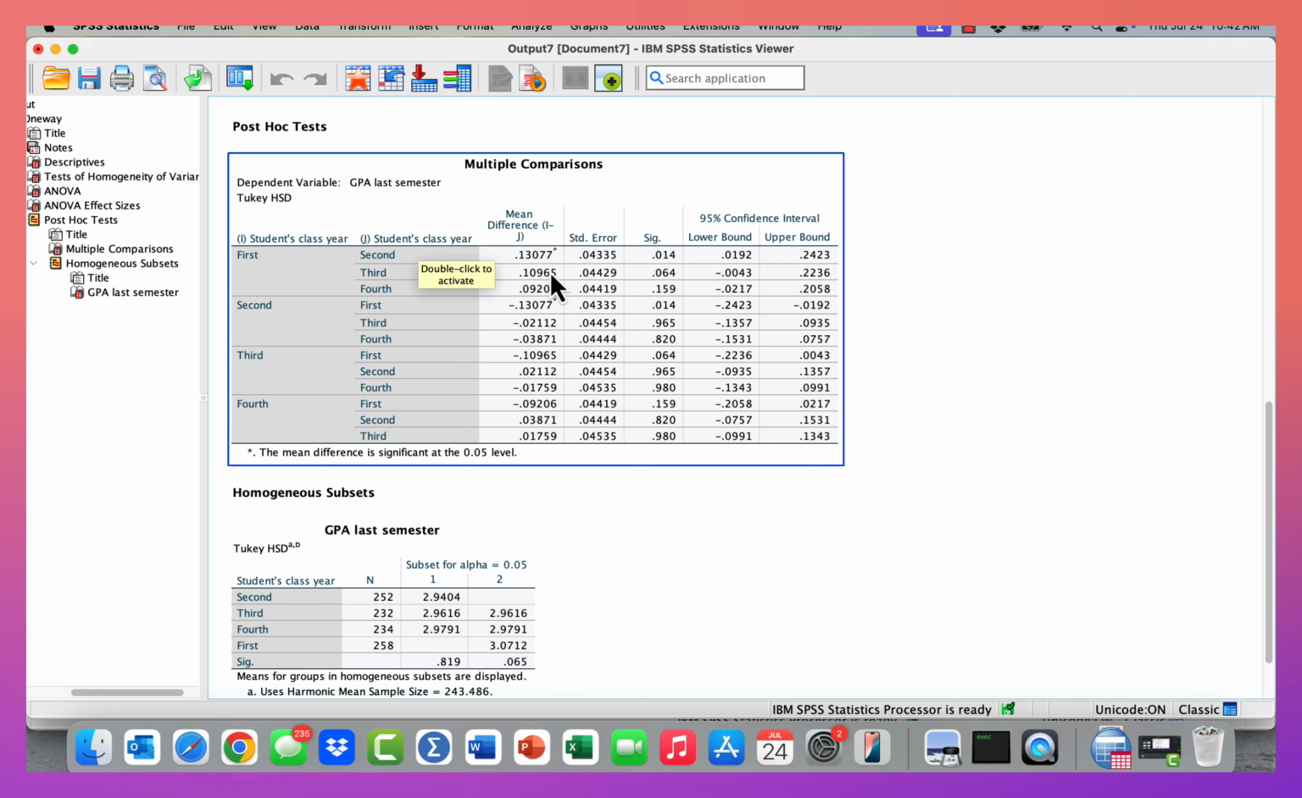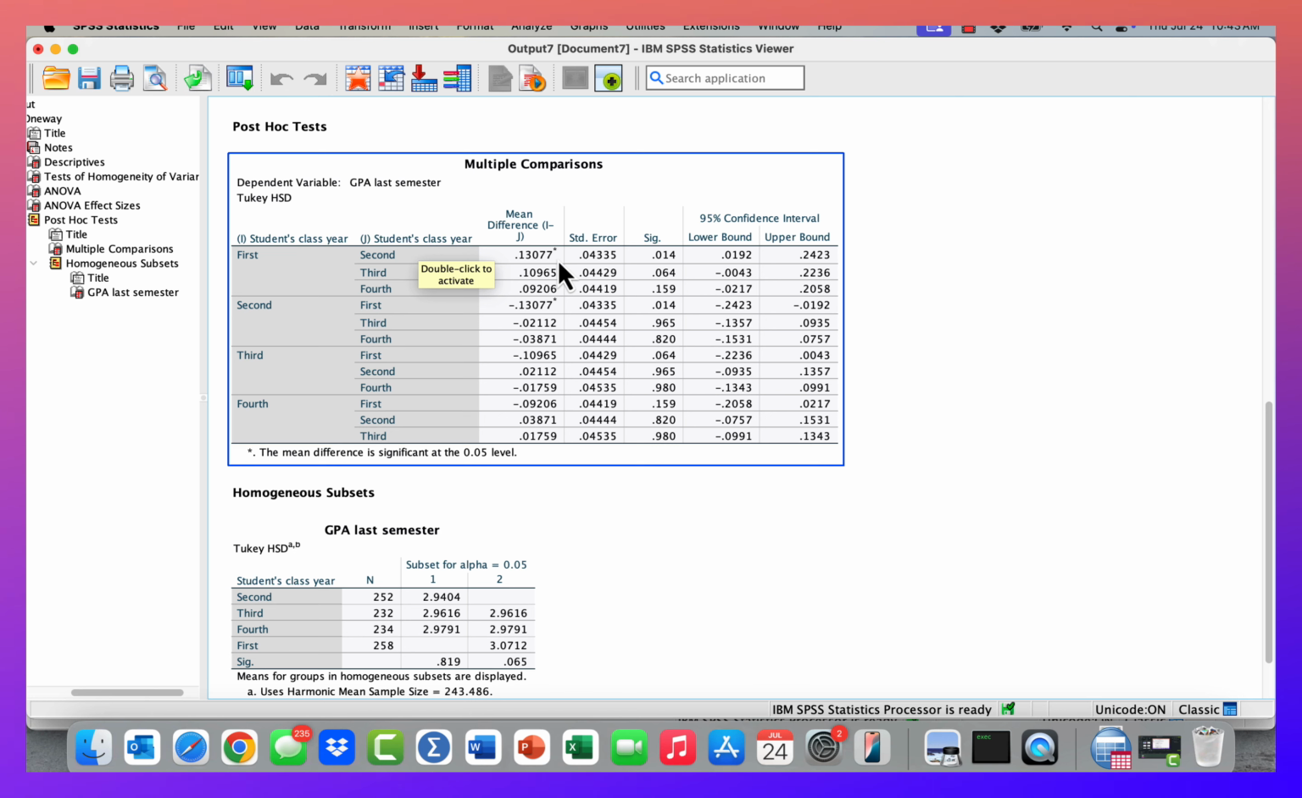Then this row here, the difference between first year and third year students' means. And then finally first and fourth year, and SPSS does the contrast for each level. So there's some redundancy here in the table. But this is where we want to look.